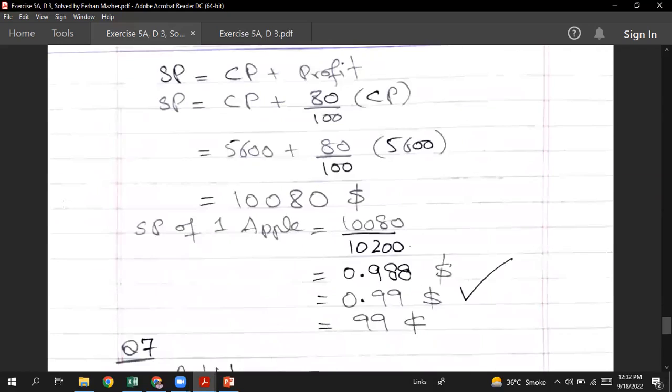So now they want to make a profit of 80%. So what will be the sale price? So the total sale price will be cost plus the profit.